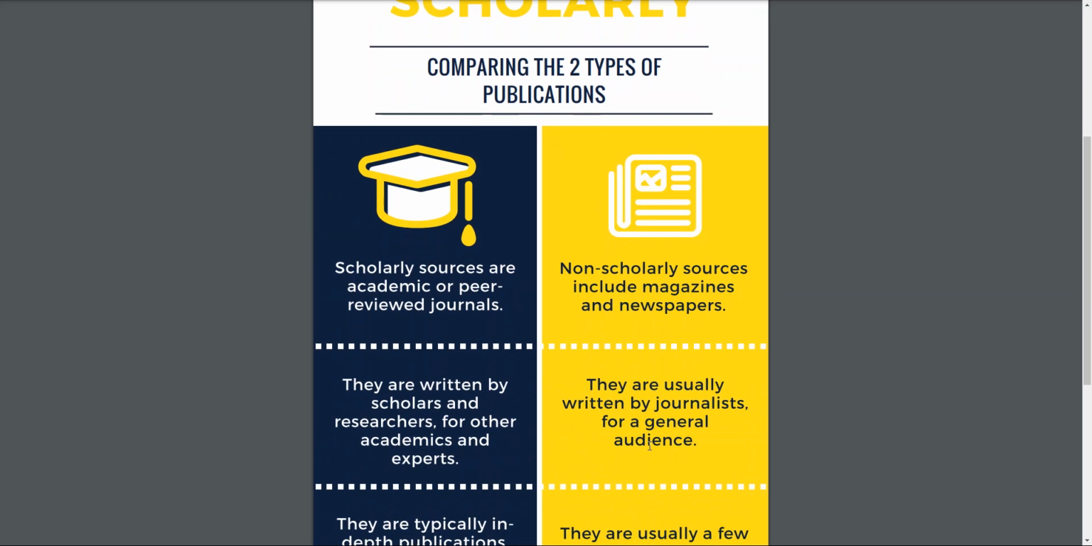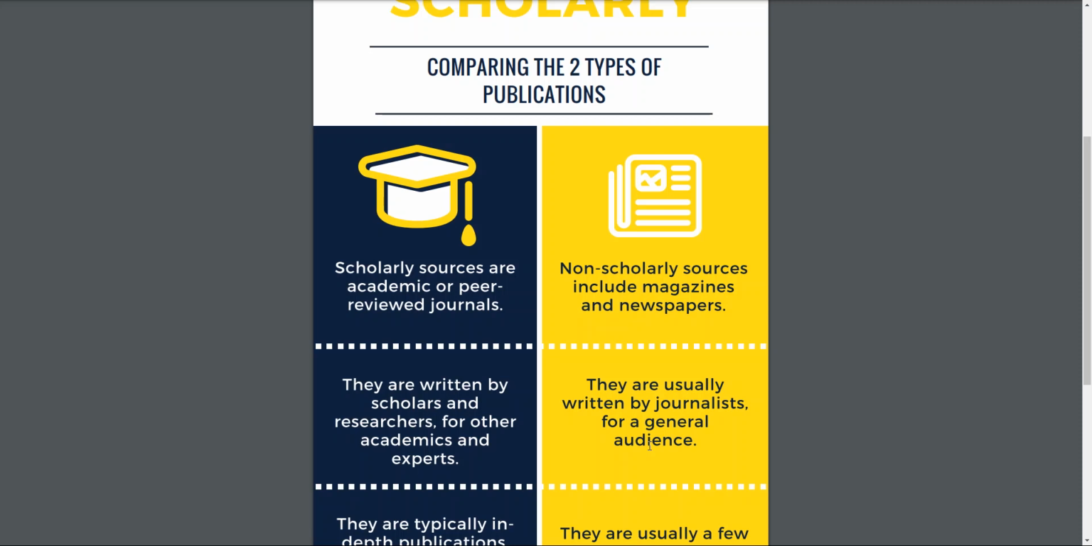Scholarly articles are written by scholars and researchers for other academics and experts. Whereas non-scholarly articles are usually written by journalists or for a general audience. So again, when I pick up the International Medicine Journal, it's typically an expert or somebody researching in the field, or somebody looking to do some research in the field.